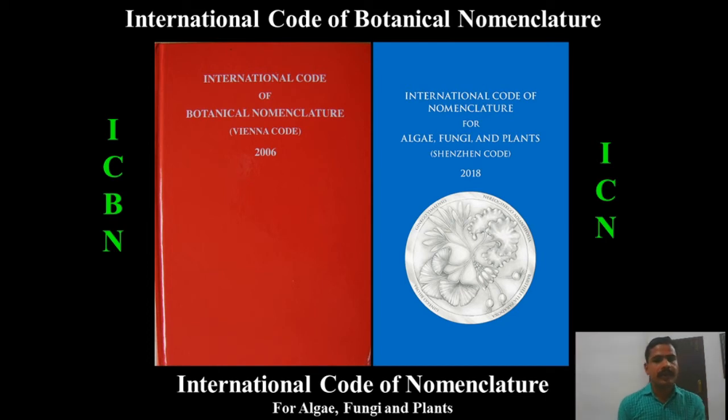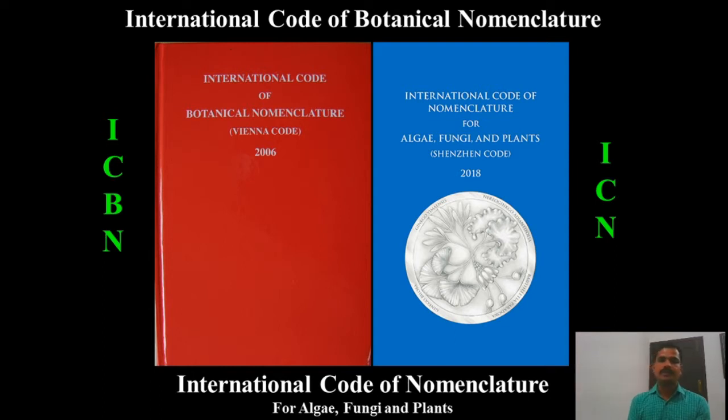Hello, welcome back. Today we will start discussion of botanical nomenclature. We know nomenclature is an integral function of taxonomy, both animal and plant taxonomy, and that is assigning names to taxa of any level, for example, species, genus, or family.